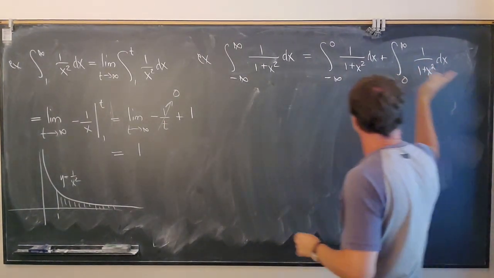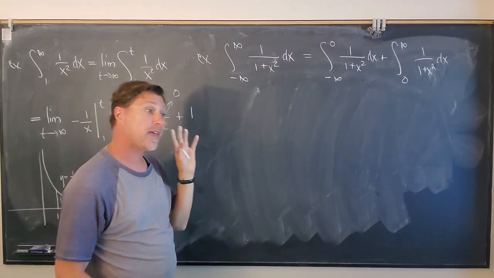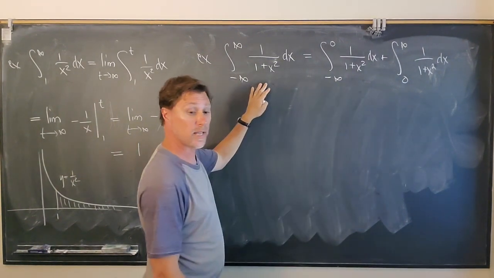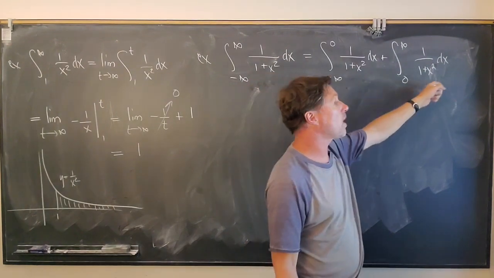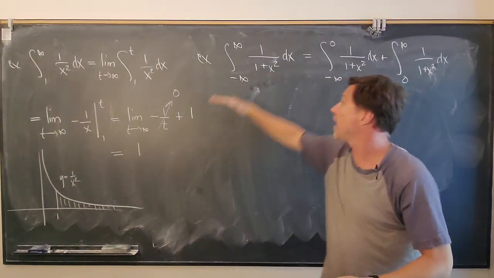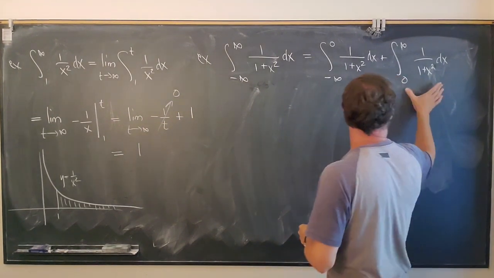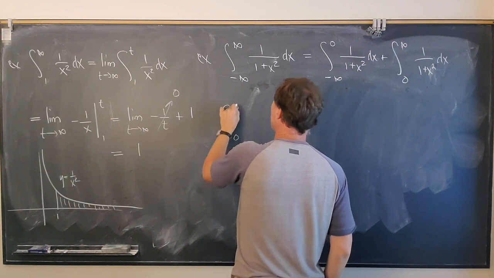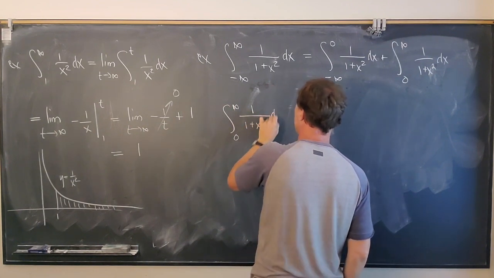And so now we need to compute each of these individually, see what we get, right? If either one of them diverges, we can stop and say that the original one is divergent. If they both converge, we're going to get a number here, we get a number here, add those two numbers together, that tells us what this one converges to. So I'm going to do this one right here first. So let's look at integral from 0 to infinity, 1 over 1 plus x squared dx.